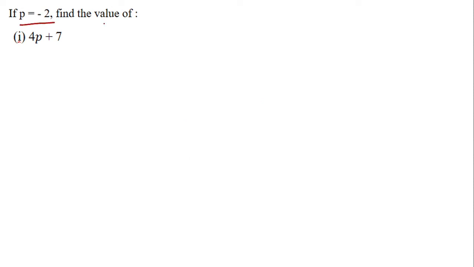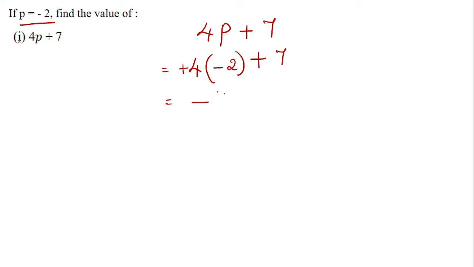If p is equal to minus 2, find the value of 4p plus 7. So that's equal to 4 into p is minus 2 plus 7. If no sign is there, it means plus. So plus into minus is minus. 4 into 2 is 8 plus 7. So minus 8 plus 7. Two different signs, put the bigger number's sign, minus. 8 minus 7 is 1. So the answer is minus 1.